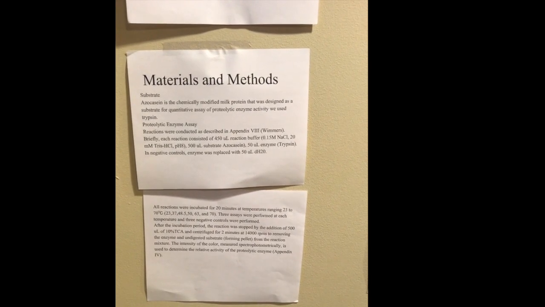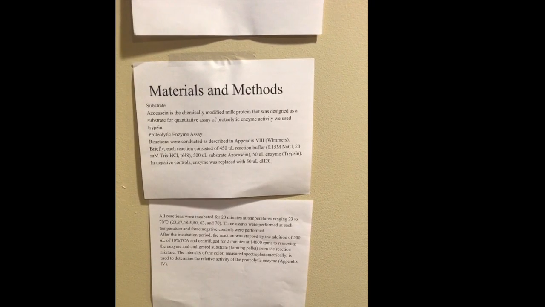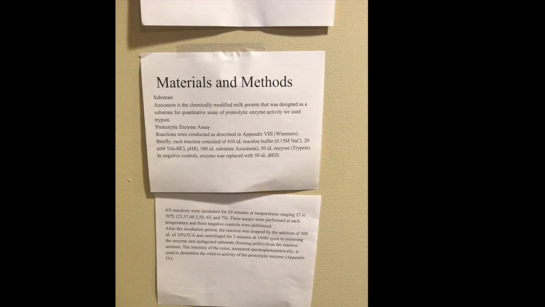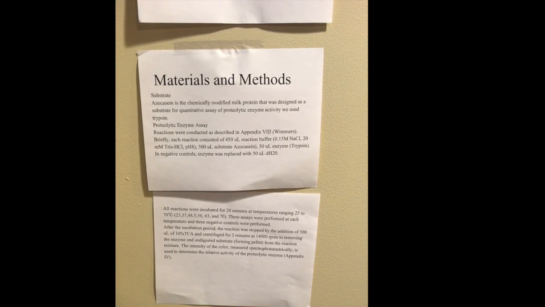After the addition of TCA, we put the tubes in the centrifuge. We centrifuged at 1400 RPM for 2 minutes. The process of centrifuging separates the supernatant, which contains the digested product, and pellets the undigested product. The supernatant is extracted with a micropipette and then put into a clean cuvette to be put through the spectrophotometer.